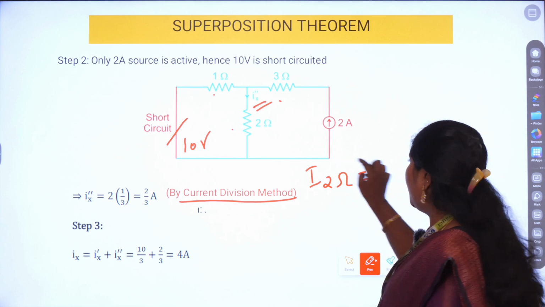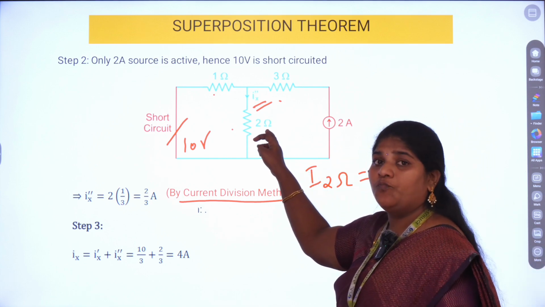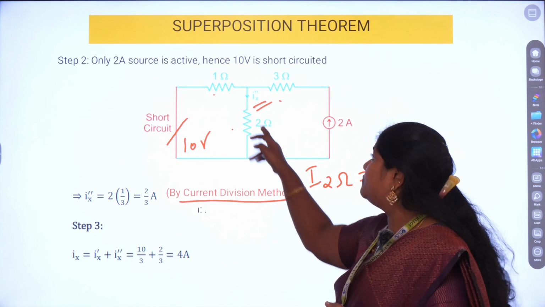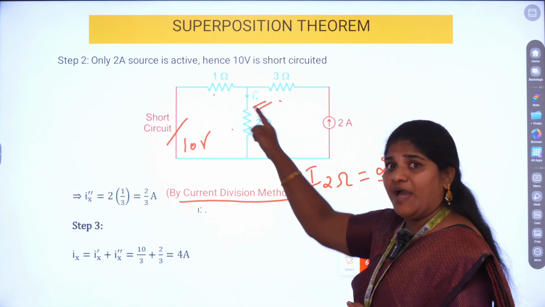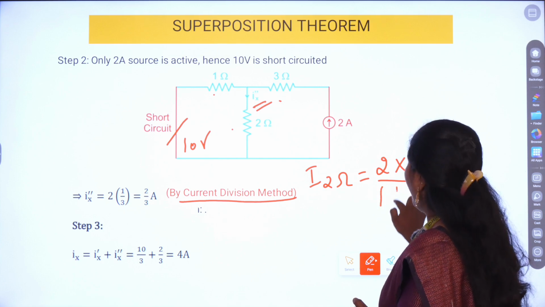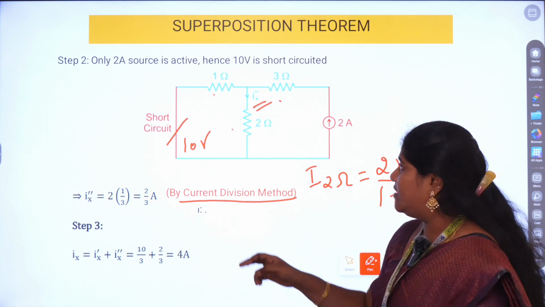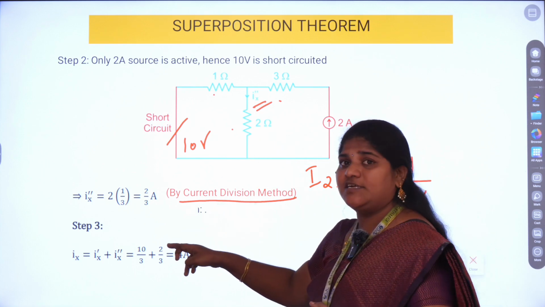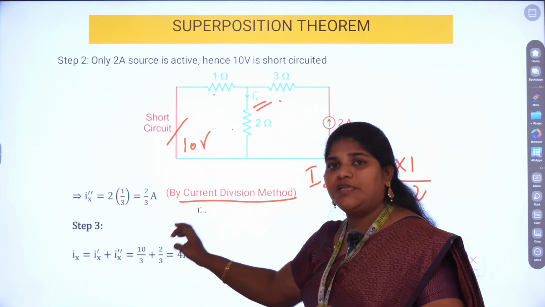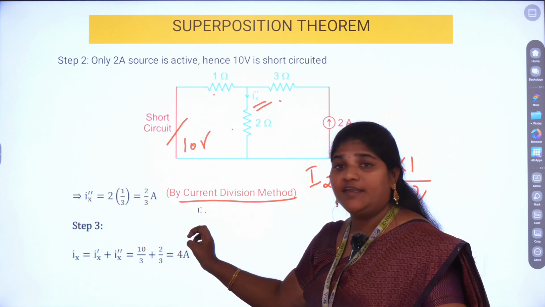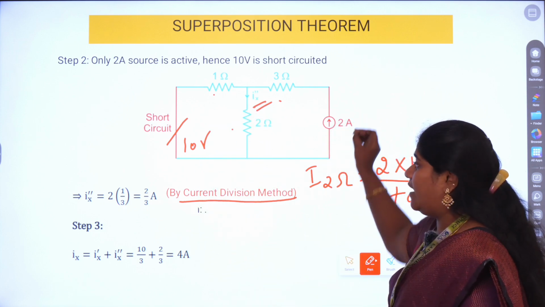to the total current 2 into the opposite branch of this 2 ohm, that is 1, divided by the sum of parallel resistors. Here the sum of parallel resistors is 1 and 2. So on simplification, the current through the 2 ohm resistor due to this 2 amp source is simply 2 by 3 amps. So this is the amount of current flowing through the 2 ohm resistor because of the 2 amp source.